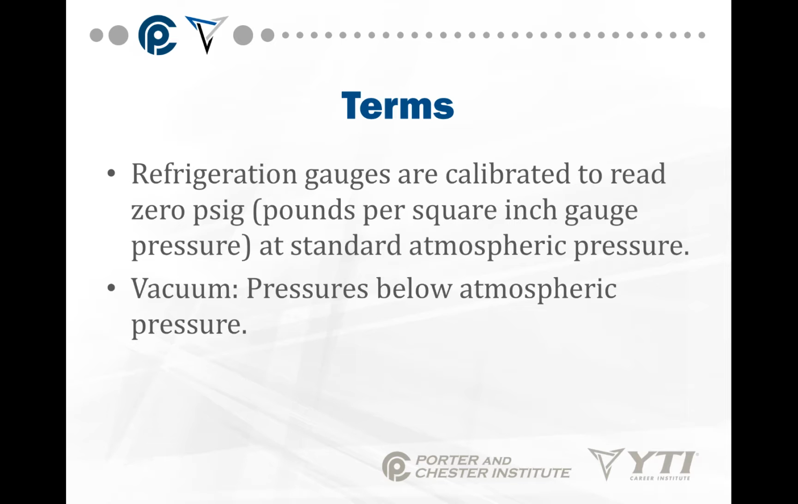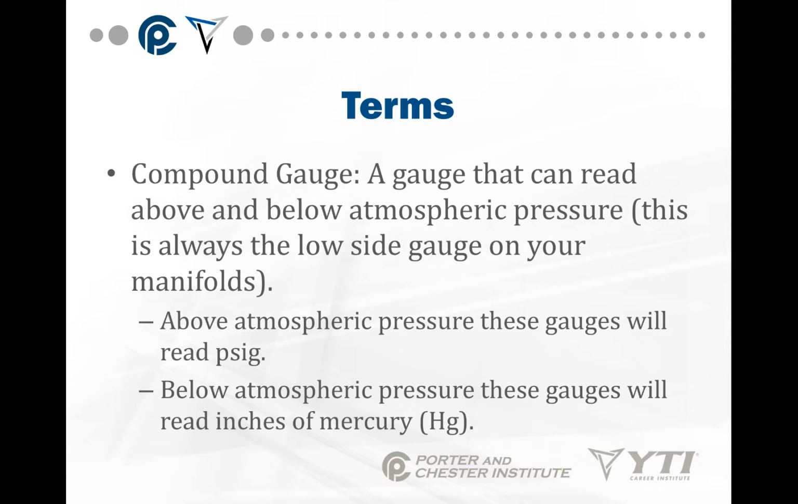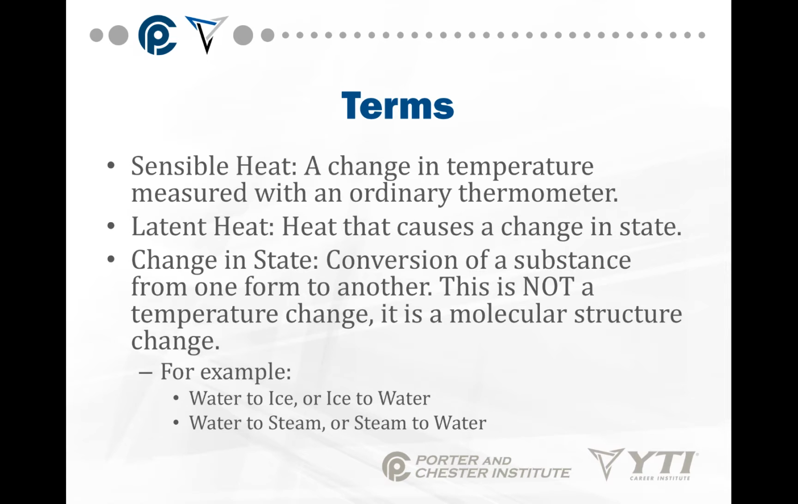Vacuum: its pressure is below atmospheric pressure, okay? Most often vacuum is going to be read in inches of mercury or microns. The compound gauge, which is the low side gauge on your gauge set, is a gauge that can read above and below atmospheric pressure. This is usually the left side of your manifold, if you're using non-digital manifolds. Above atmospheric pressure, the gauge reads in PSIG, pounds per square inch gauge, starting with 0. Below atmospheric pressure, the gauge will read in inches of mercury, or Hg, the term for inches of mercury.